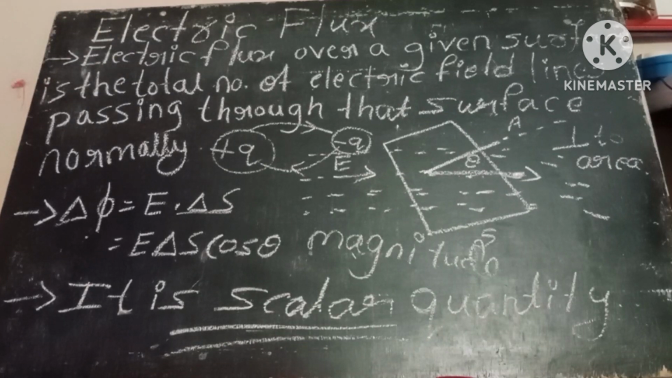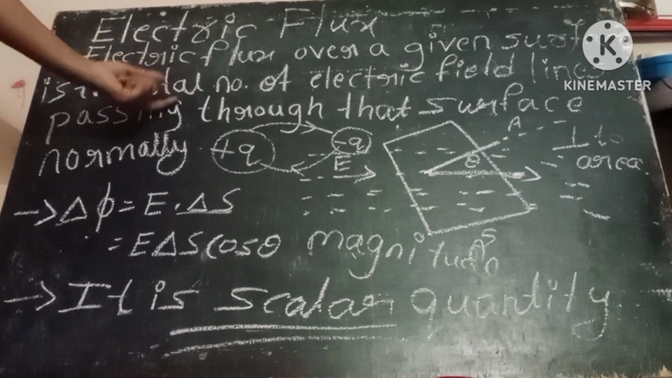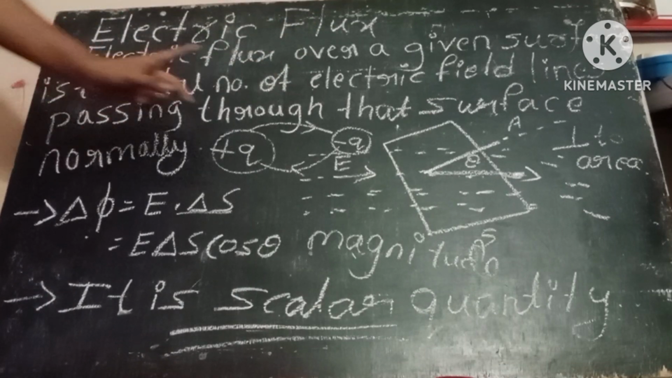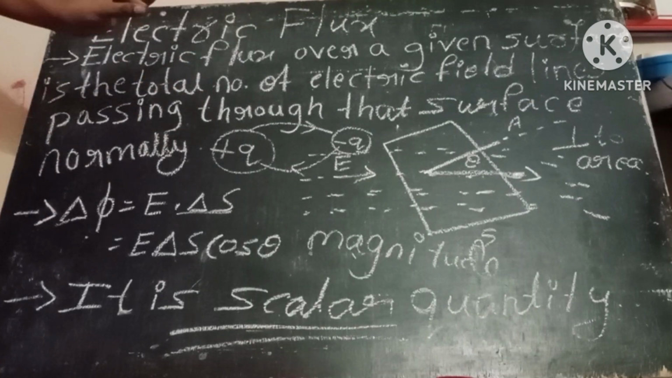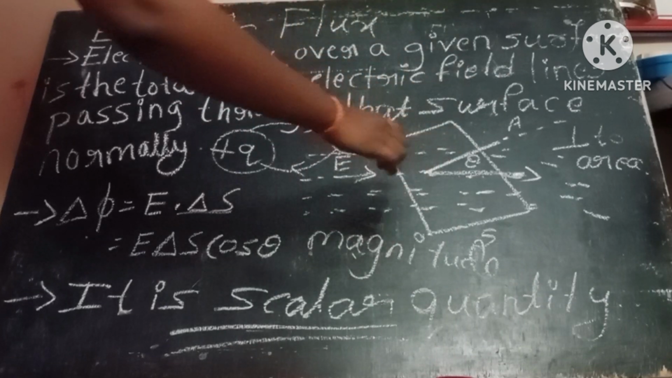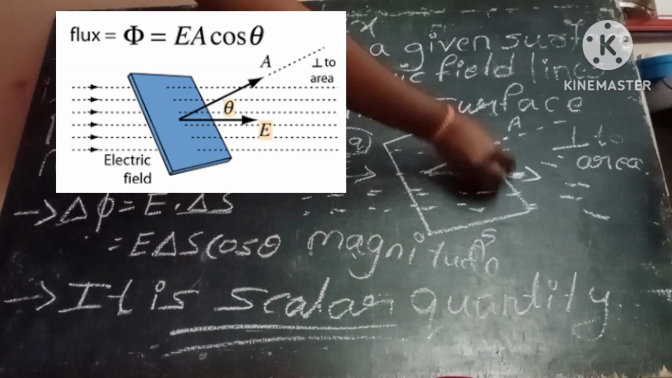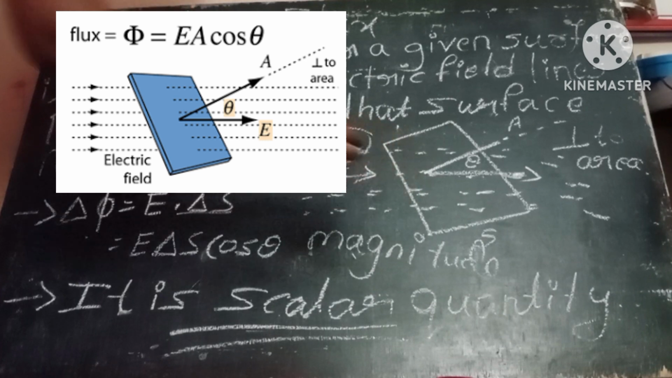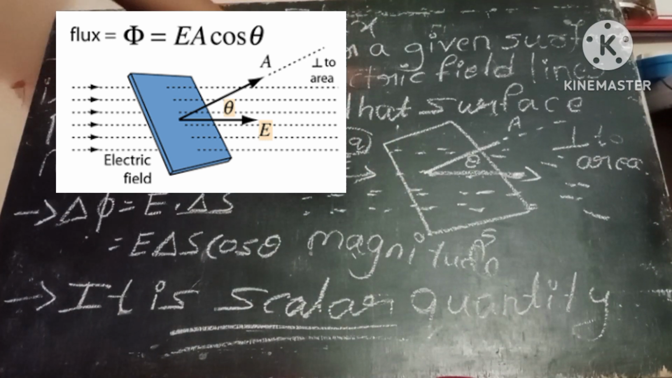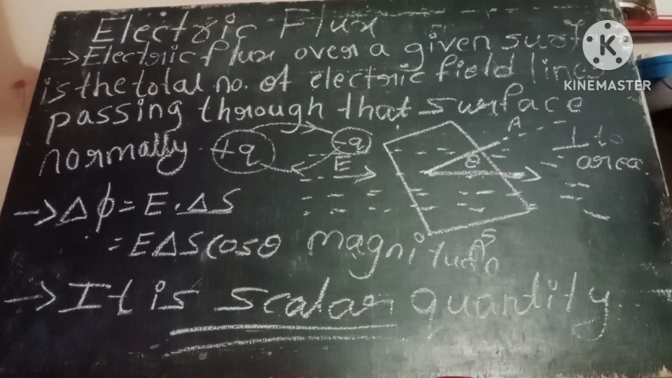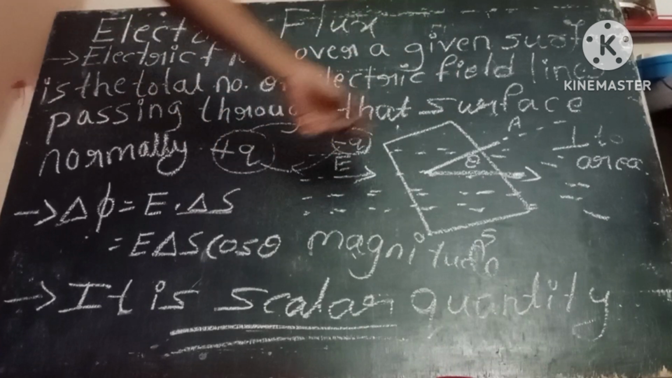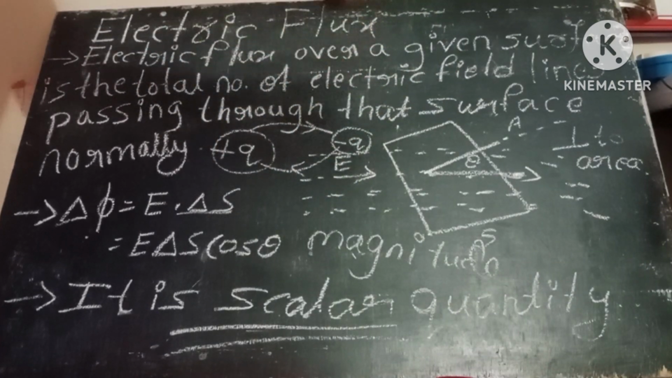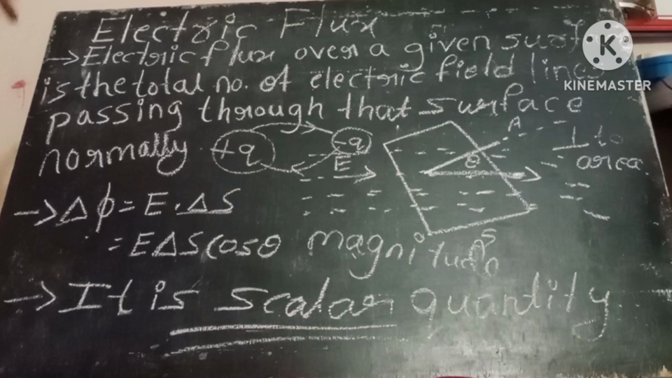So electric flux is nothing but, in a given surface, the total number of electric field lines passing through that surface which is normal. It's very simple. Let us take a surface where the electric field lines and this surface are perpendicular to each other. Electric field lines and this surface both are perpendicular to each other. This is nothing but your electric flux. Electric field lines passing through a surface that is normal or perpendicular. So this is your electric flux.